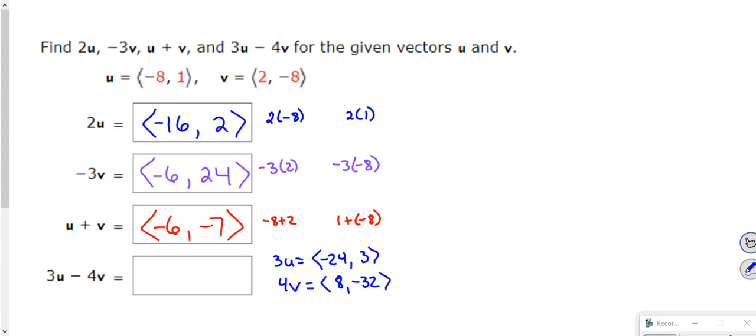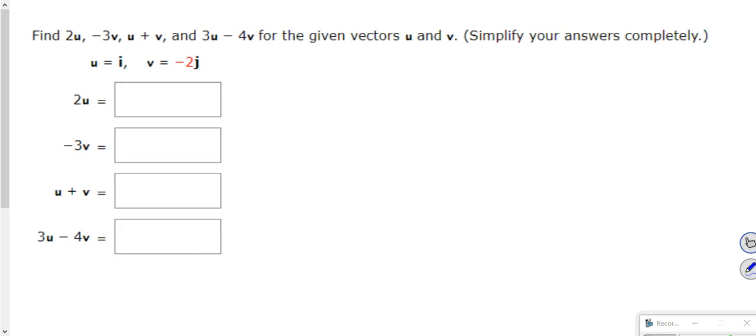Okay. So 3u multiplied the u times 3, 4v multiplied the v times 4, and then we subtract. So now we have to come through here and minus these. Okay. So -24 minus 8, what would that give us? -24 minus 8 would be -32. And then 3 minus a -32 would be 3 plus 32, or 35. Okay. I hope that's helpful. All right. I think we got one more of these.